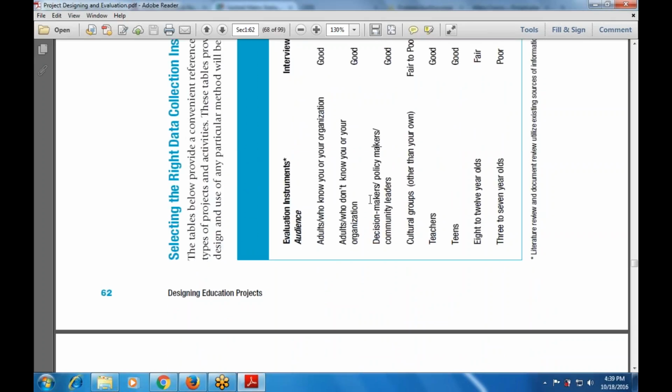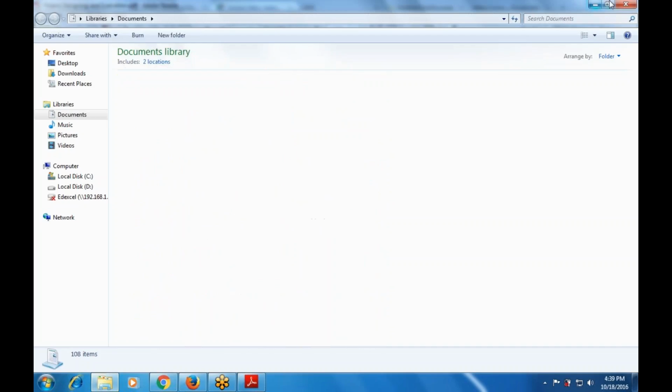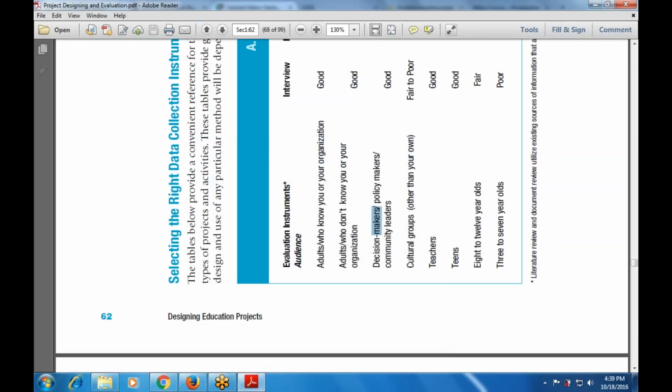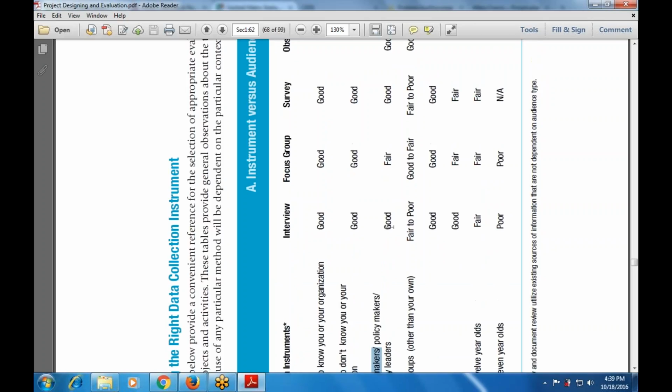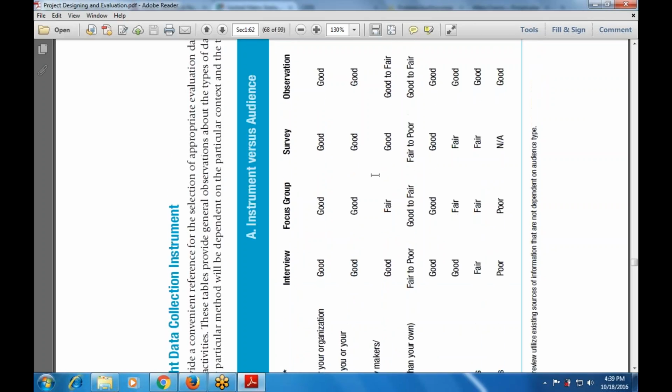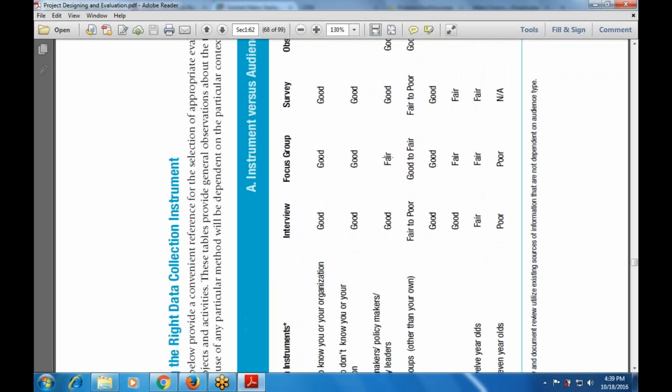Then decision makers, policy makers, or community leaders. These persons are good in the interview, fair in the focus group, the survey is also good to fair, observation is fair, and this one is fair.